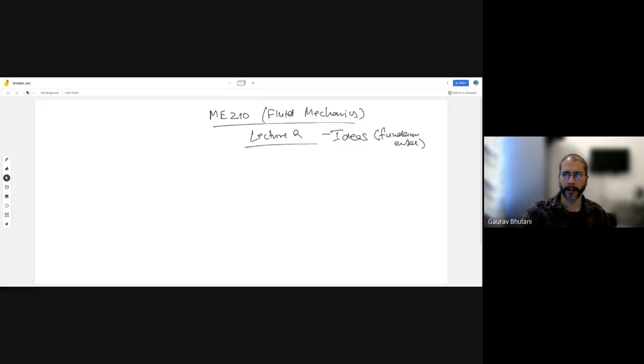There may be a slight lag between when I write something on my board and when you see it. It's a Jamboard session that's been shared, but there shouldn't be too much lag. Okay, so just bear with me in that. So the first idea we want to talk about is called the continuum concept.